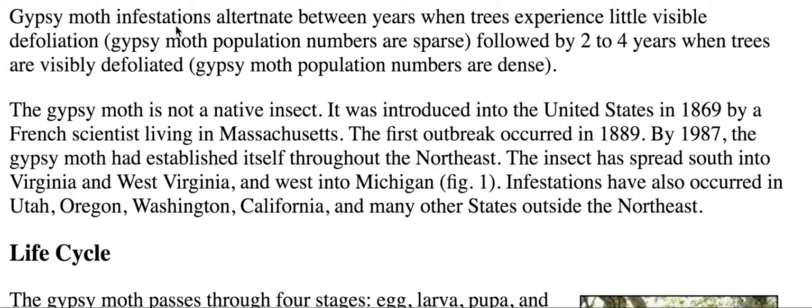Gypsy moth infestations alternate between years when trees experience little visible defoliation, when gypsy moth population numbers are sparse, followed by 2 to 4 years when trees are visibly defoliated, when gypsy moth population numbers are dense.